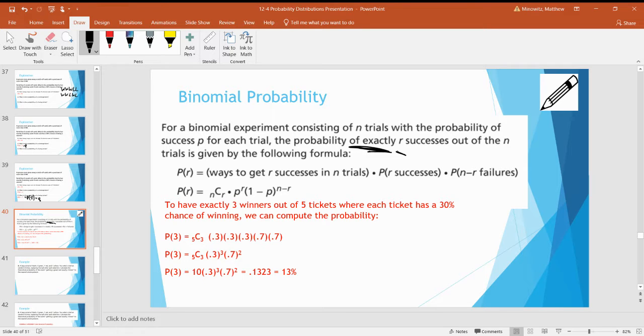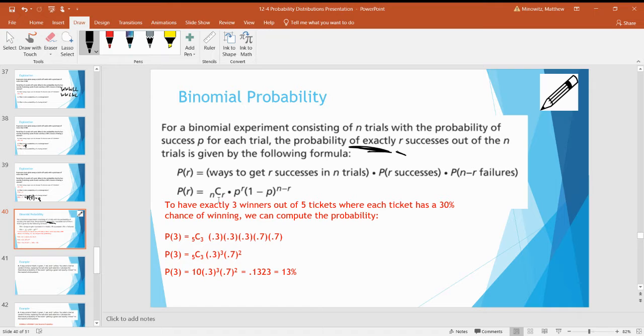Okay, it's not at least this many times or at most, it's exactly. So if I say I want to win exactly 3 times, I can calculate. So we're going to go back to that last problem. I want exactly 3 winners out of 5 tickets where there's a 30% chance of winning. We can compute the probability.